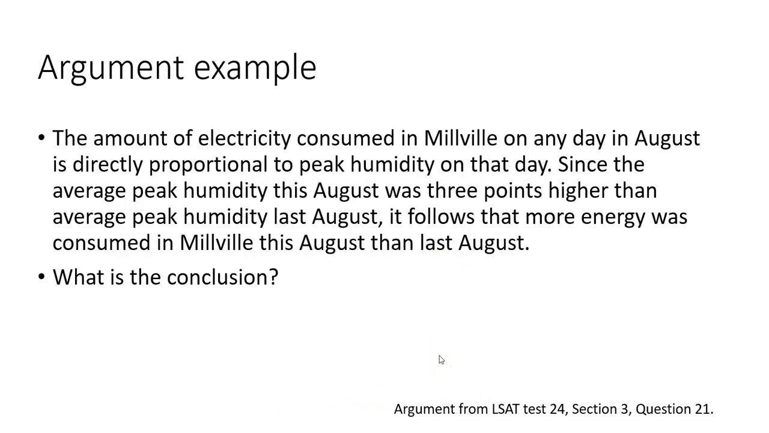So let's look at an example of an argument. This is taken from an LSAT test. The amount of electricity consumed in Millville on any day in August is directly proportional to peak humidity on that day. Since the average peak humidity this August was 3 points higher than average peak humidity last August, it follows that more energy was consumed in Millville this August than last August. So what you have here is a kind of proportional argument. It says, here's this thing, it's proportional, here's a new instance of it, the proportion relationship should hold, therefore, there's this much energy that's being consumed in Millville.